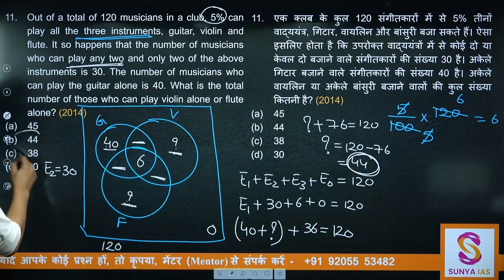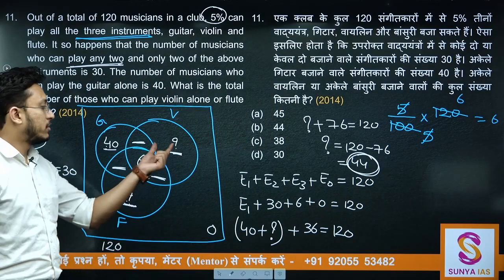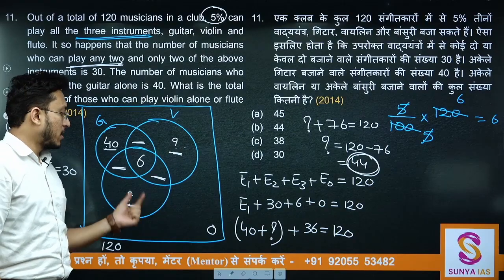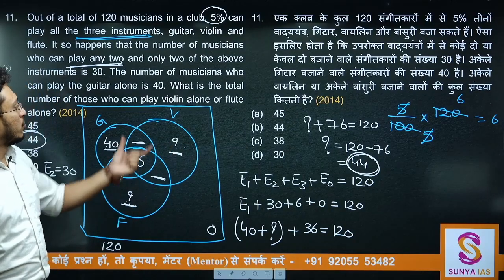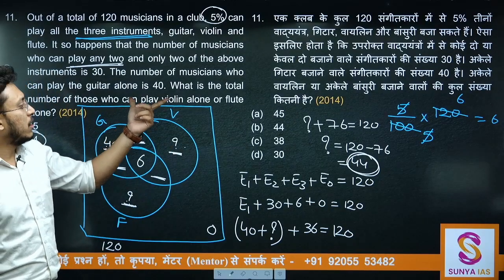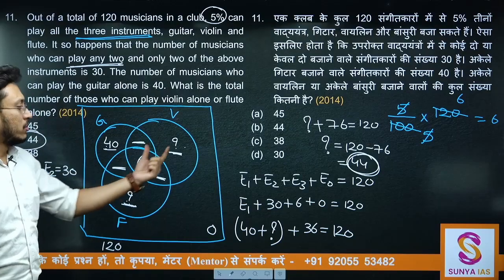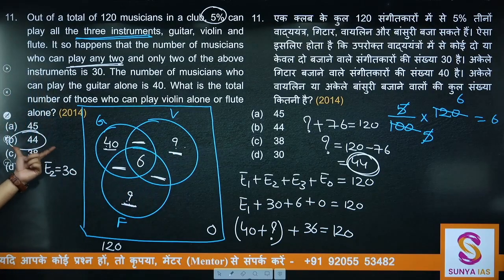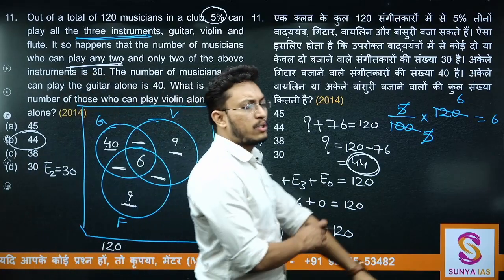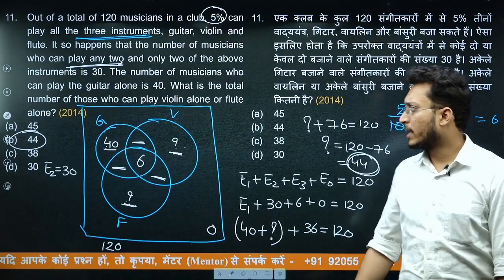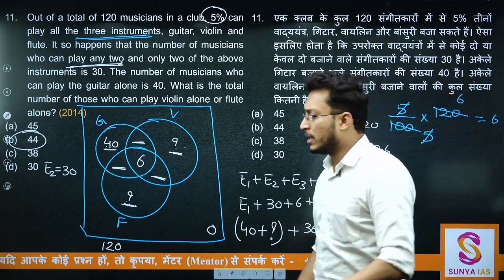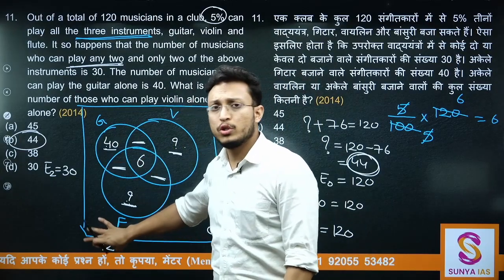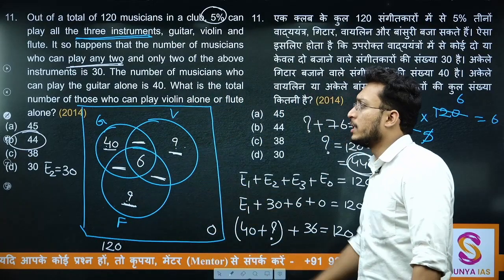So 44 is the combined value of this and this. It is not written as 2 into question mark. This is the combined value of these two. So the total number of students who can play violin alone and flute alone, this alone and this alone, will be equal to the sum of all this, which is 44 here. One has to keep in mind, in a 3-set Venn diagram, lately they are not asking, but earlier they used to ask, that the sum of all of these data will be equal to the total number of people involved in this activity.